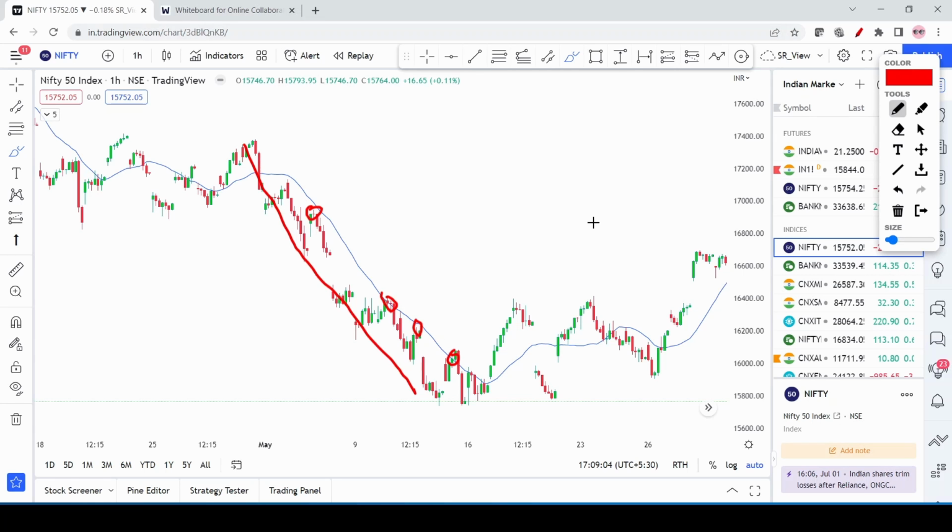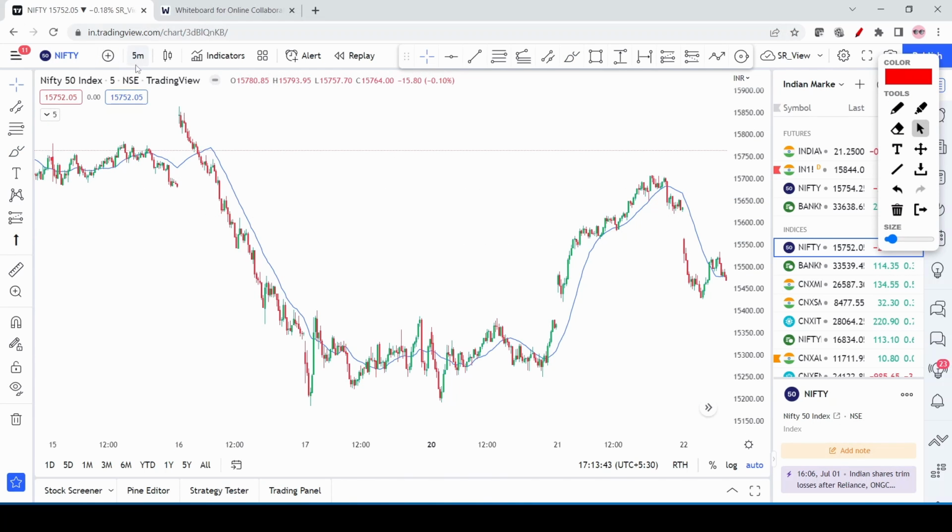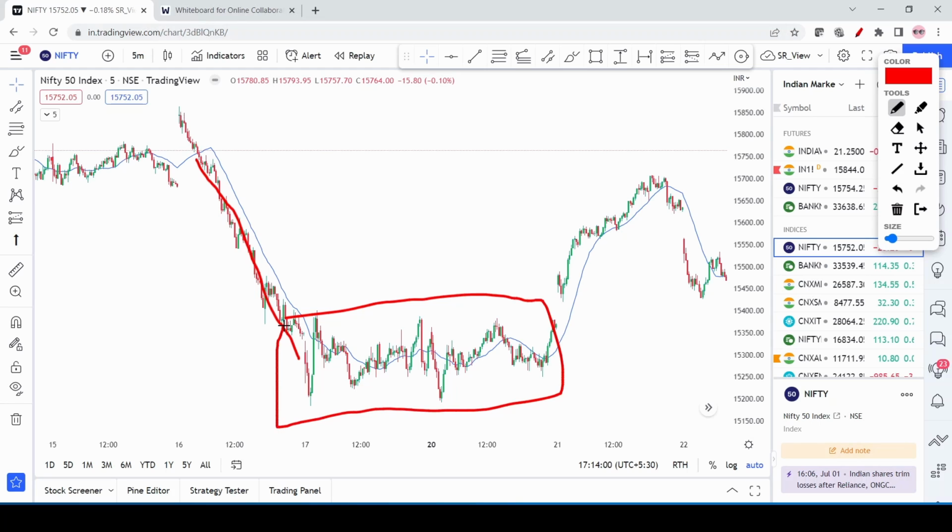Let me take some other example also. I'm on Nifty's 5-minute chart, and we can see how well it was working in the trending move. Continuously, it was trading below the moving average, and whenever it reaches near this moving average line, it started going down in the trend. And in the consolidation phase, this moving average doesn't give good results, right? We can see prices are fluctuating, and it was playing around with this moving average. So it does not work in the consolidation phase, right?